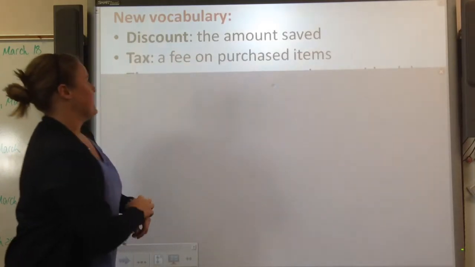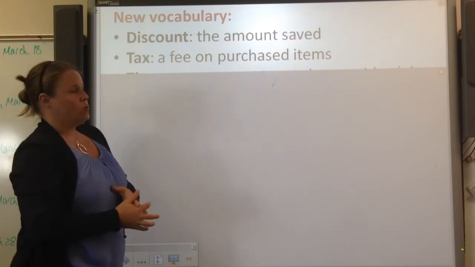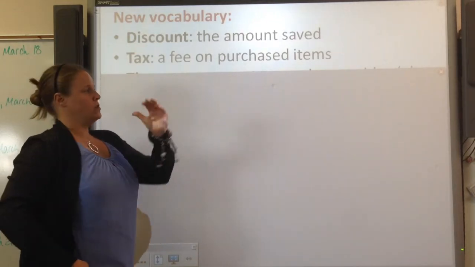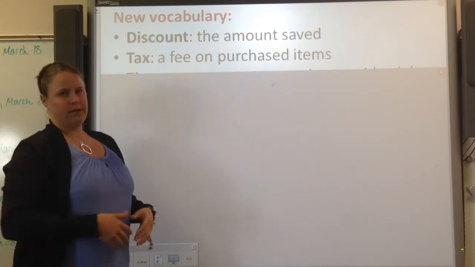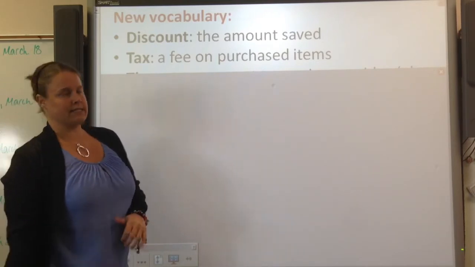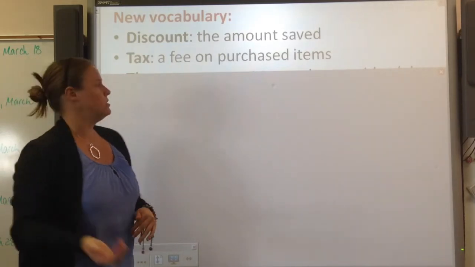The next one, tax. This is a fee on purchased items. This is when you go to the cash register and the t-shirt might say $5.99, but the register rings up $6.57. That's taken into account tax. And again, it is a percentage.